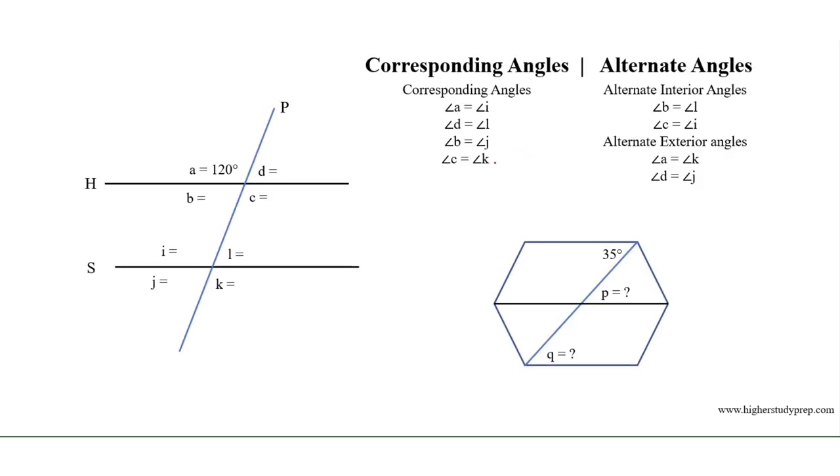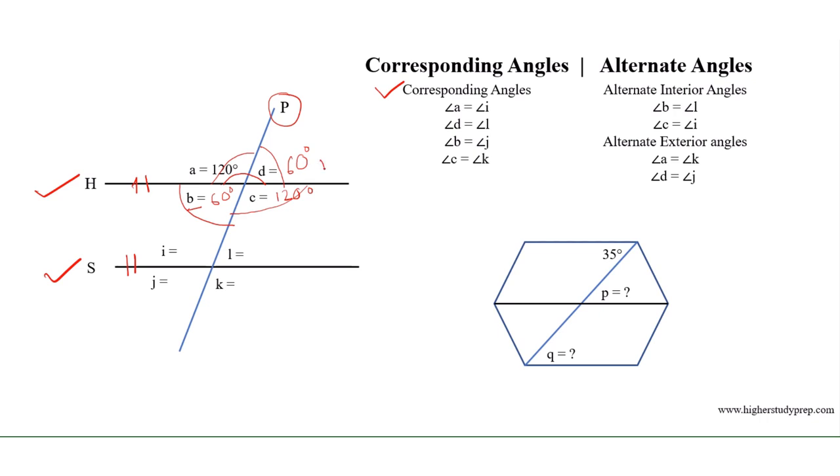Corresponding angles and alternate angles. In this figure, H and S are two parallel lines where P is intersecting them as a transversal line. Here, A is 120 degrees and A and D form a straight angle, so D is 60 degrees. Again, A and C are vertically opposite angles, so C is equal to 120 degrees. B and D are also vertically opposite angles, so B is equal to 60 degrees. According to the postulates, corresponding angles are equal to each other.